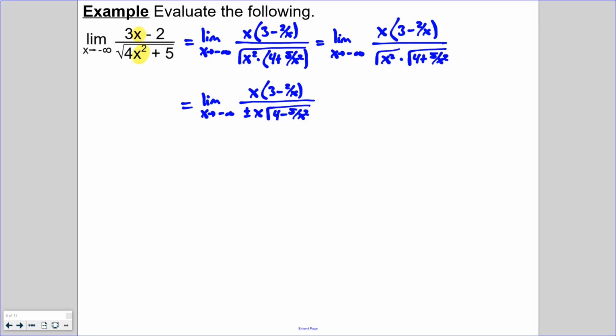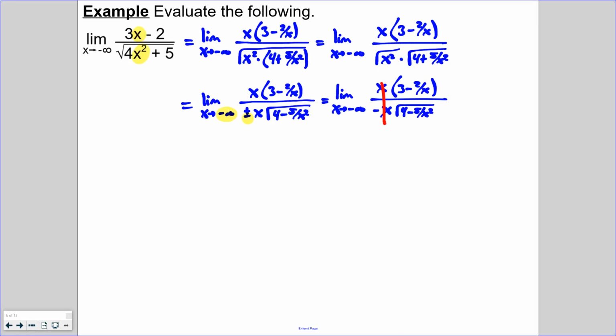Now, do we take the positive x or the negative x? Just like before, since our x approaches negative infinity, we're going to take the negative x. So we're going to get the limit as x approaches negative infinity of x times (3 minus 2 over x) all over negative x times the square root of (4 plus 5 over x squared). And this is a lot of writing. All right, let's keep hitting it though.